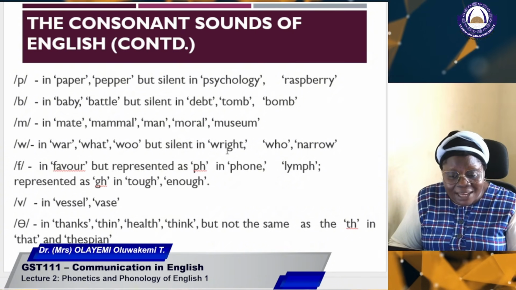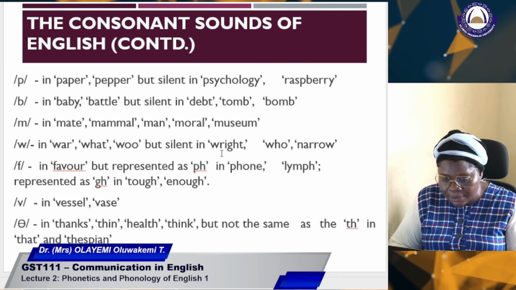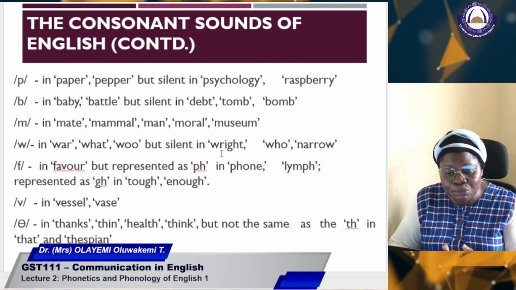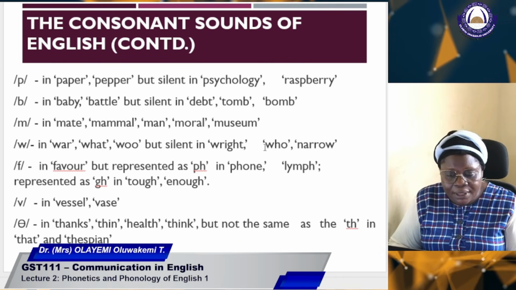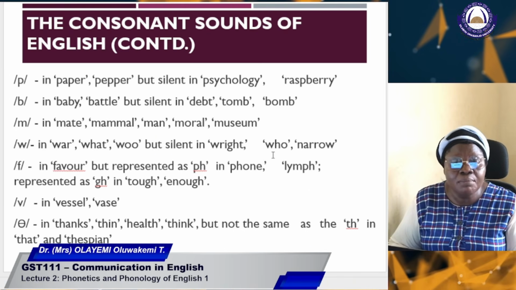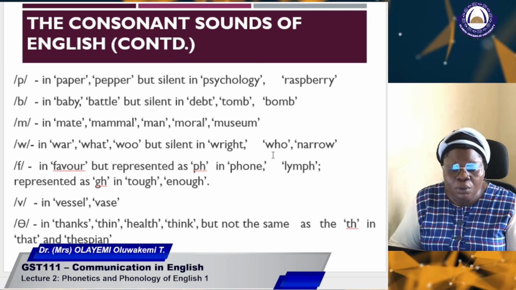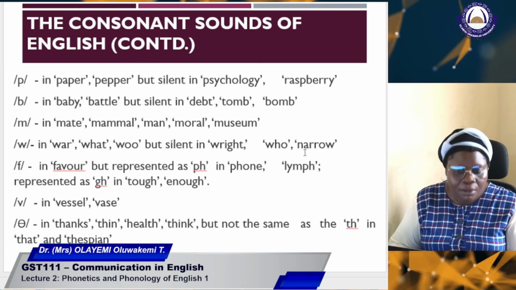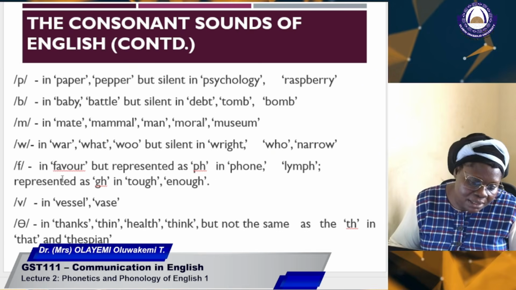Why, silent in right? W-R-I-G-H-T, right. We have playwright too. Playwright. Okay. We also have it silent in the word who. You don't say who. Who came here? Narrow, not narrow. All right. So you have to also master all of those.